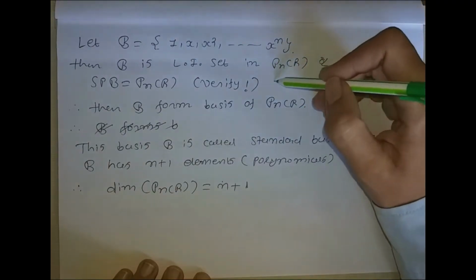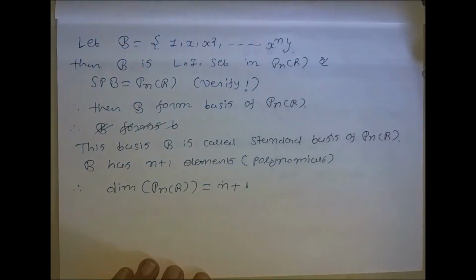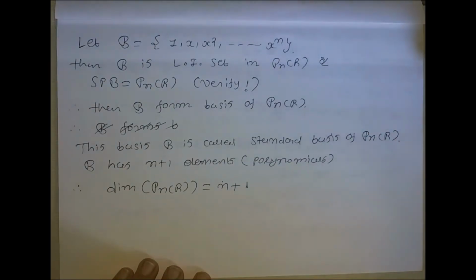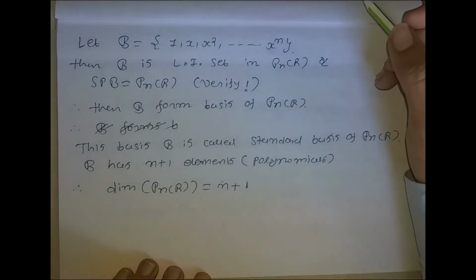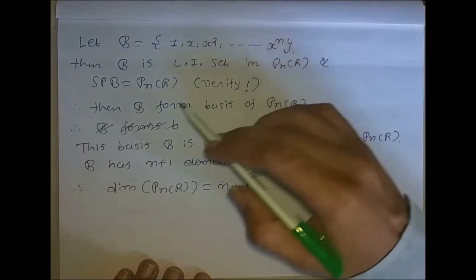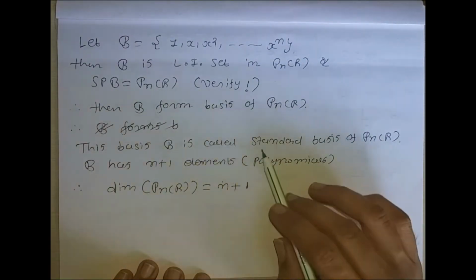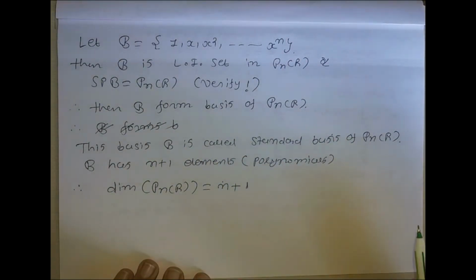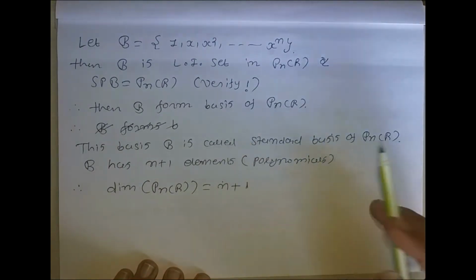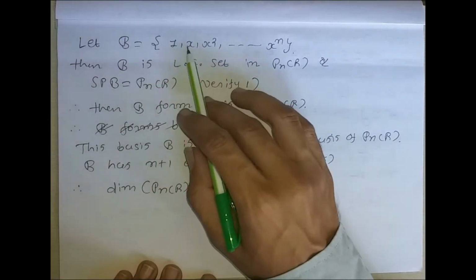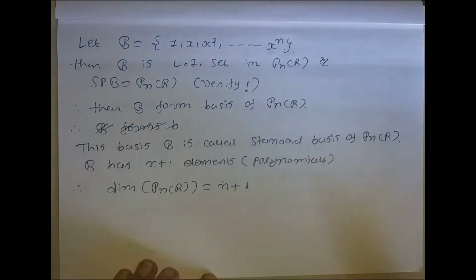Because we know the definition of a basis: a linearly independent set that generates the given vector space is called a basis. So here B is linearly independent, as well as the span of B is equal to Pn(R), which is the polynomial space. Then B forms a basis of Pn(R). This basis B is called the standard basis of Pn(R). There are many bases for the polynomial space, but this set {1, x, x², ..., xⁿ} is the standard basis of Pn(R).